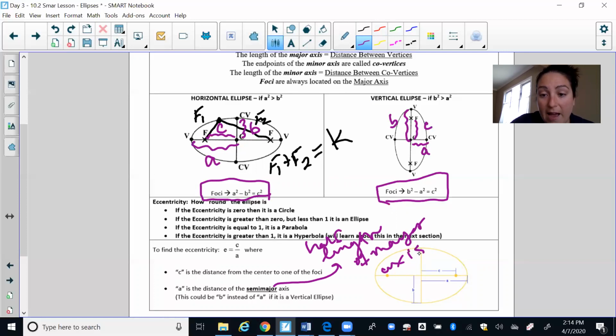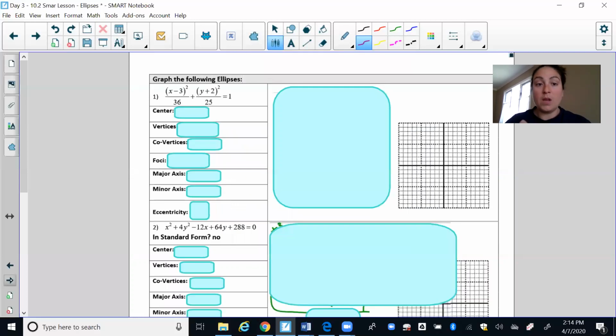So again, that's half the length of the major axis. Notice it could be b instead of a if it's a vertical ellipse. So if it's a vertical ellipse, then it's this distance here, b, that we're dividing c by, but c is always c.